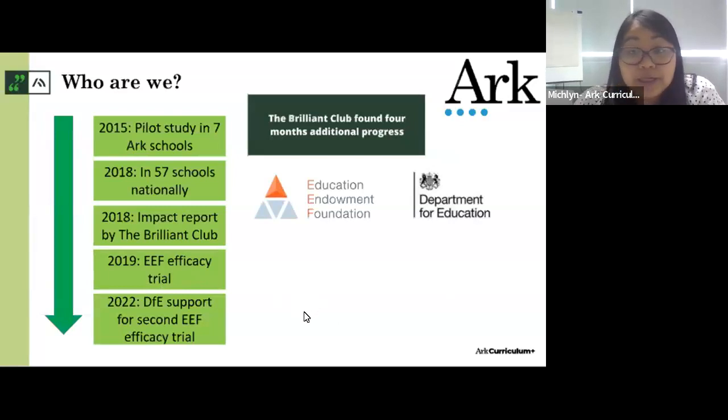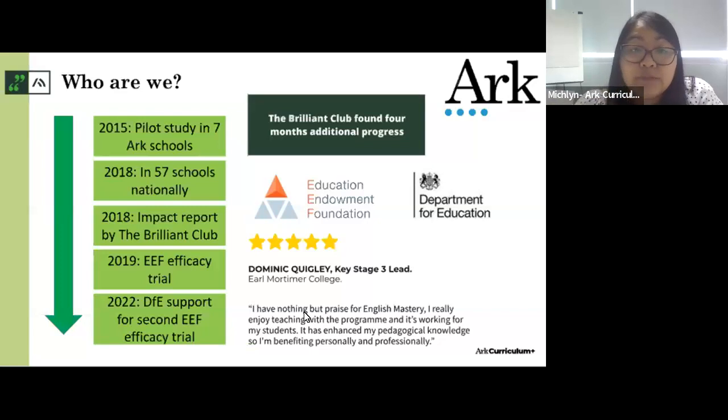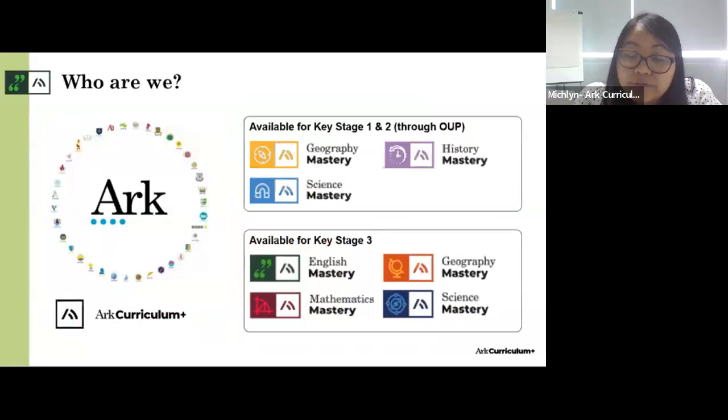We work closely with English teachers, not just in ARC, but beyond the ARC network as well, through the EEF trial, and we have lots of schools across the country. We're in about 15 multi-academy trusts as well. And we are constantly testing the impact of our programme on students' performance in English. We are part of the ARC Curriculum Plus family, so we also have other programmes available in Key Stage 3: geography, science and maths. And in primary, we also have maths, science, history and geography programmes, through Oxford Owl, so Oxford University Press. So we have lots of different programmes in different subjects and also different key stages.